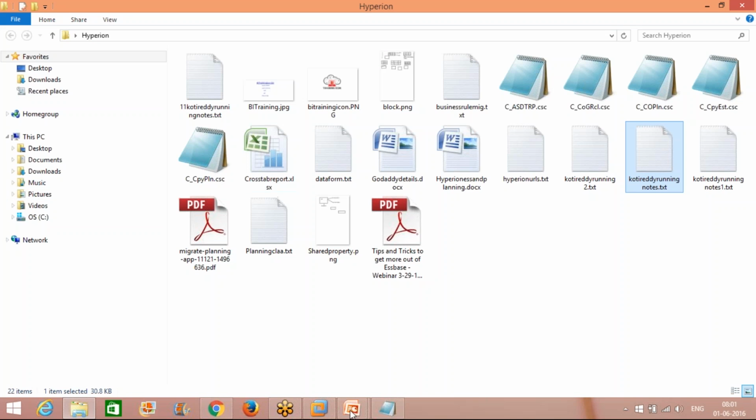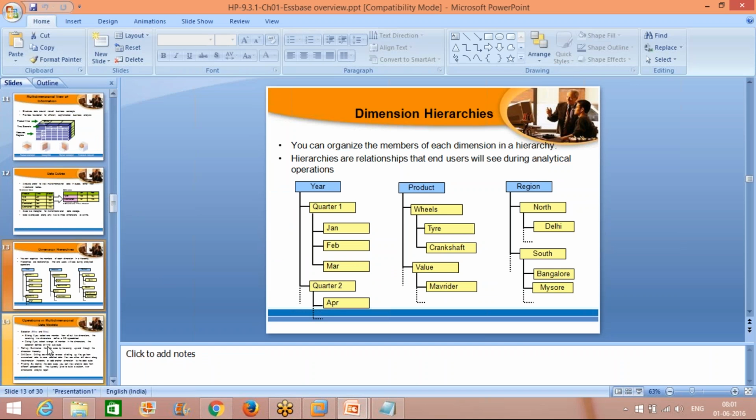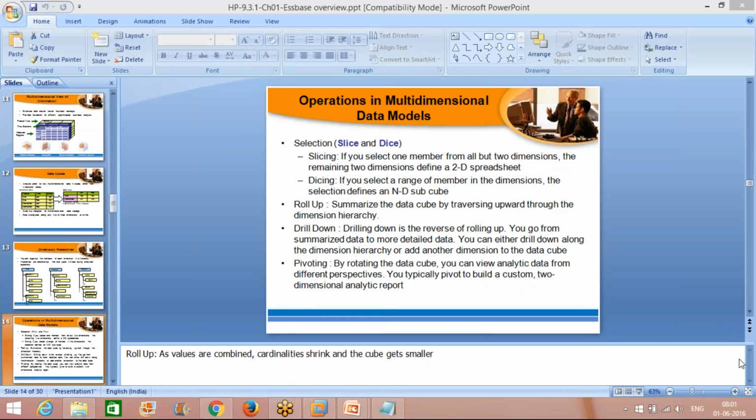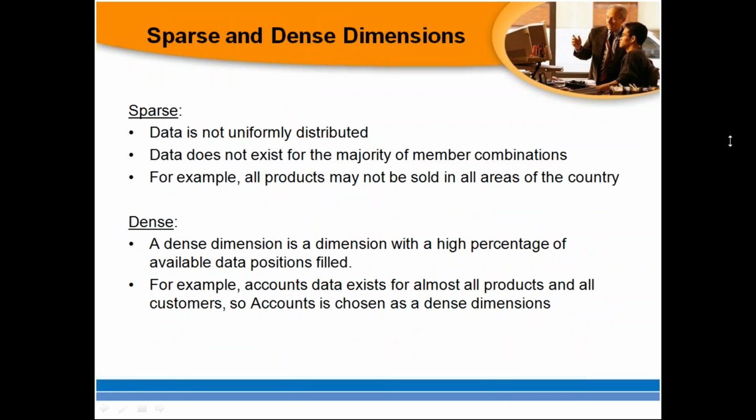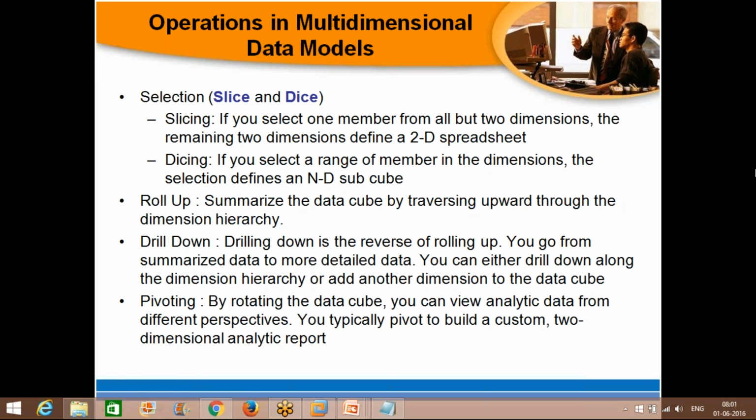Let me go to the features of your Essbase. This is what we have seen. Next, I'll go back here. Okay. Now, what are the features that come along with your multidimensional data models? Obviously, multidimensional is nothing but we are talking about Essbase here. So: selection, slice, and dice. What are these features? What is called slice and what is called dice?